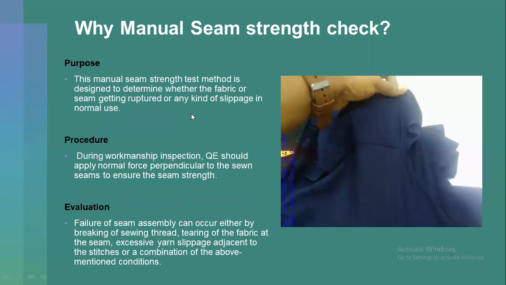Now the manual seam strength check. This method is designed to determine whether the fabric of a seam gets ruptured by any kind of slippage in normal use. During workmanship, the QE can apply normal force perpendicular to the sewn seam to ensure the seam strength, as shown in the image. For evaluation, failure of the seam assembly can be by breakage of sewing threads, tearing of the fabric at the seam, excessive yarn slippage adjacent to the stitches, or a combination of all the above. If you find any of these, then we can mention the seam strength check as not confirmed for the inspected sample size.